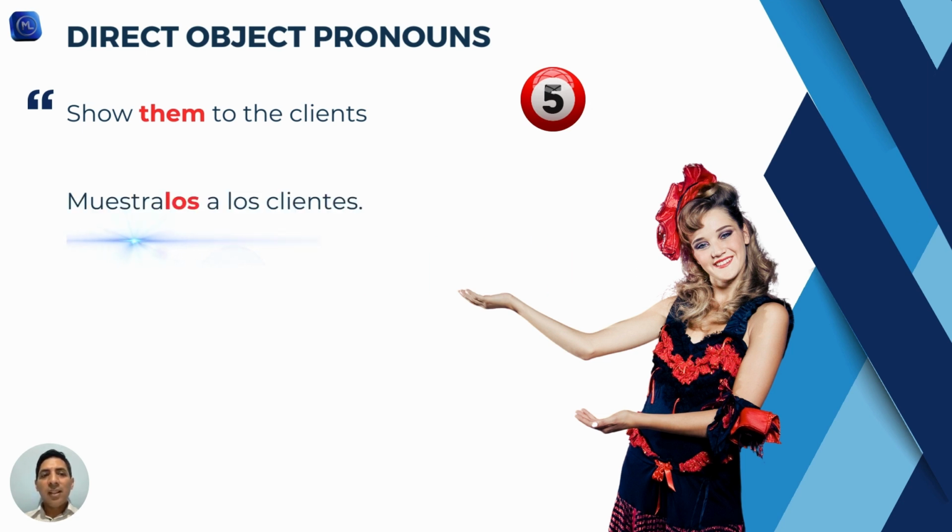So you would say muestra, that is to show, and then on the same word, you're going to add the pronoun, the direct object pronoun. So show them, it's only one word in Spanish. Muéstralos a los clientes, to the clients. So this is going to happen whenever we use the imperative in Spanish. Muéstralos a los clientes.